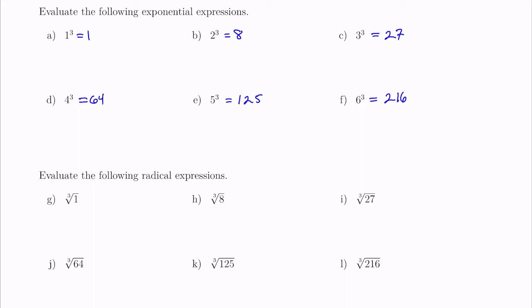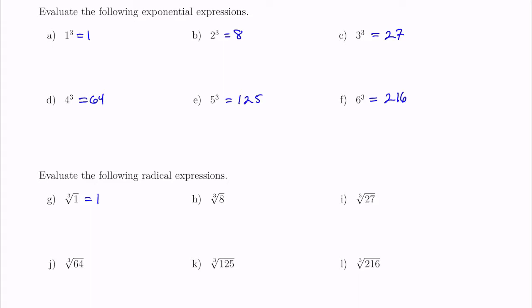Now in parts G through L, we're going to reverse the statement. We're going to take the same 6 statements that we have up above, but rewrite them as radical statements. Because 1 to the third is 1, then in part G, the third root of 1 equals 1. Now 1 is kind of a funny number because if you raise 1 to any power, you always get 1, and so therefore basically any nth root of 1 will still equal 1.